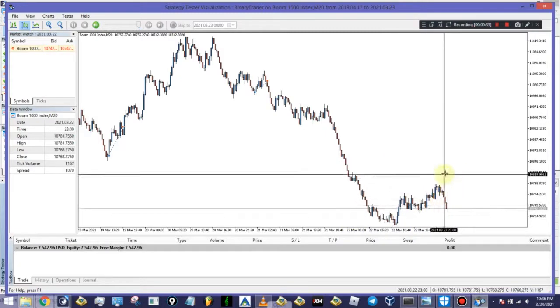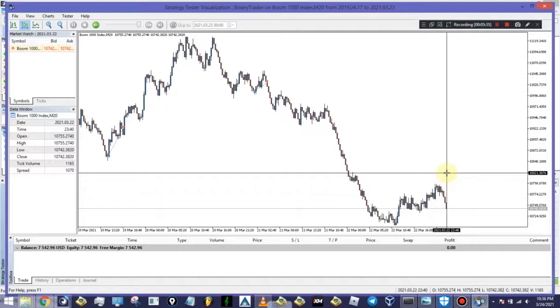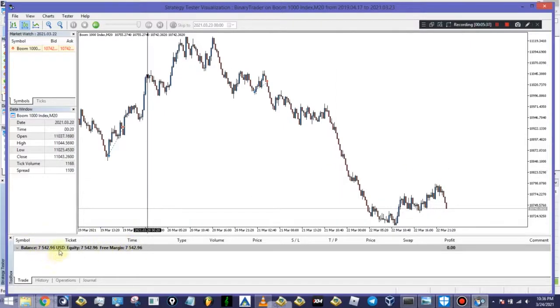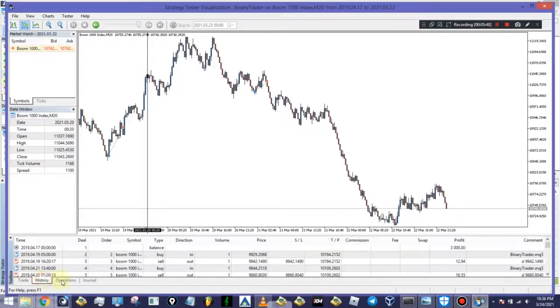But as you can see, we have finished this backtest on the 22nd of March 2021, and we are at a profit of $4,542, which is pretty good.